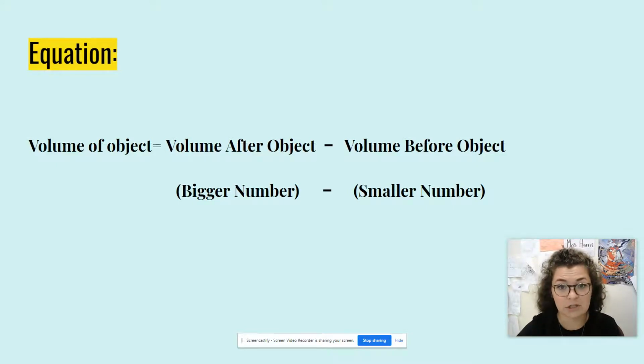So the equation, which I would write down or keep kind of in your mind because you're going to need it for practice later, is the volume of an object equals the volume of water after the object minus the volume of water before the object. And then underneath I put like your bigger number and then your smaller number because we don't need a negative. So if you get a negative going through these examples, you've done it incorrectly. Okay? So the volume of water after the object has been placed in, which will be your bigger number, and then the volume of water before the object, which will be your smaller number. Okay? And you subtract those.